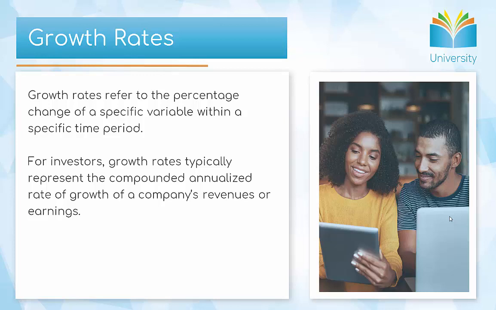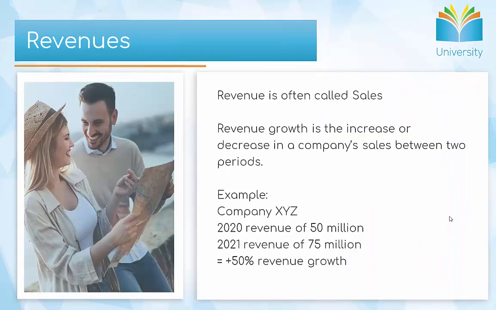So we could compare month over month, quarter over quarter, or year over year. In the financial markets, year over year is very common, but quarter over quarter, or every 3 months, is also common as well. Kind of looking at the trajectory of a company, how it's doing. And for investors, growth rates represent the compounded annual rate of growth of usually one of two factors most commonly cited: revenues, that's the total amount of money coming into the company, or earnings, which is the total amount of profitability. And we'll talk about each of those.